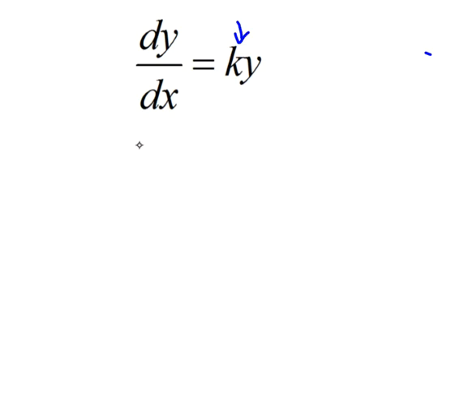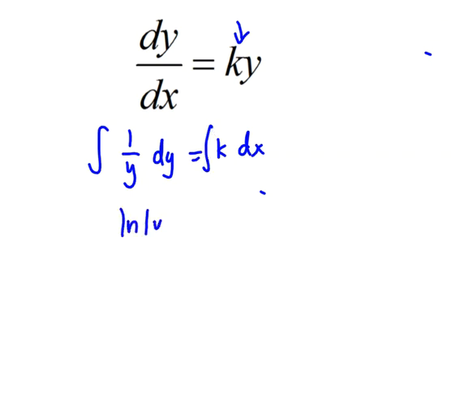So if I separate and integrate, I'm going to get 1 over y dy is equal to k times dx. Remember, k was a constant here. So I'm going to do the integral on both sides. I have ln of y is equal to kx plus c. Remember, we only need one constant on those. And then if I isolate this, I can have y equals e to the kx plus c.